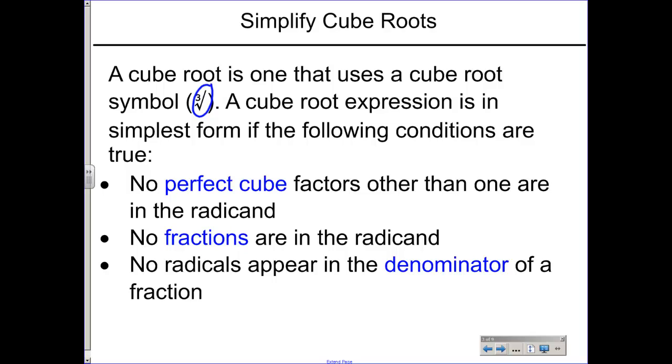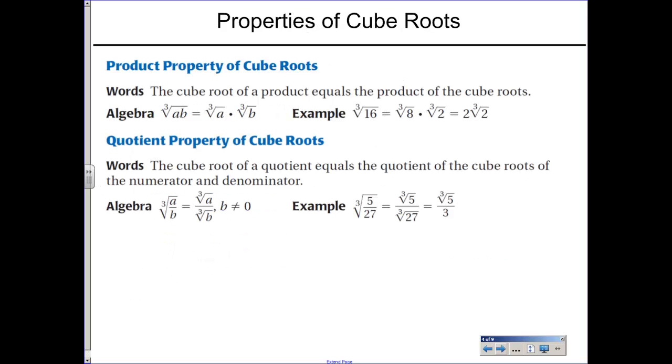And in order to be simplified, there cannot be any perfect cube factors other than one inside the radicand, no fractions are in the radicand, and also no radicals appear in the denominator. That's really similar to the other one. Here are some of the properties.